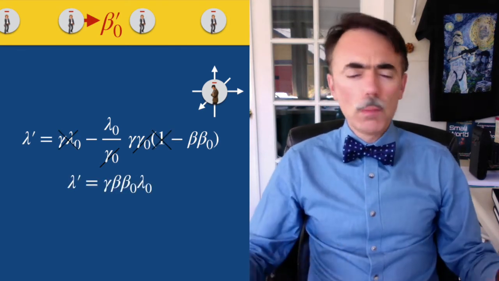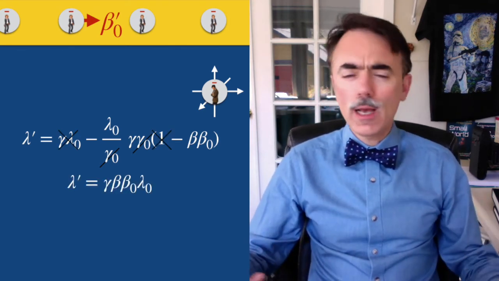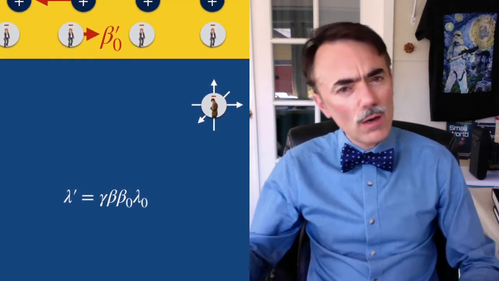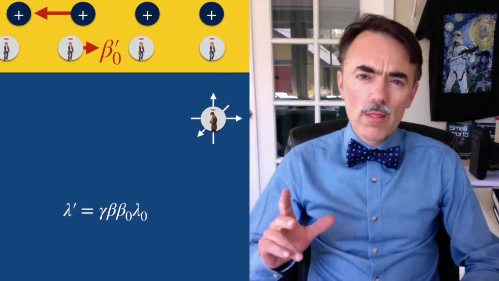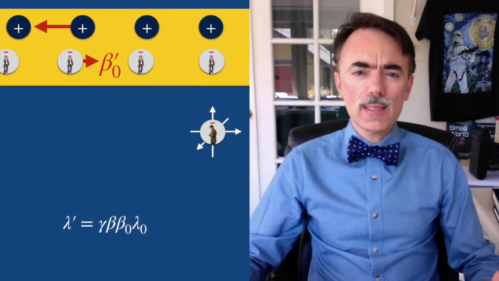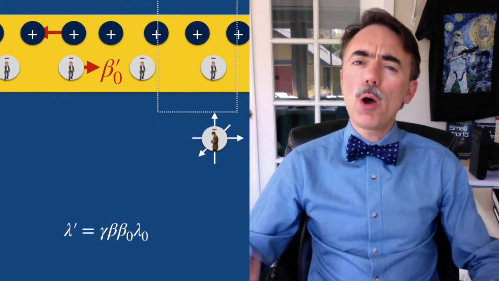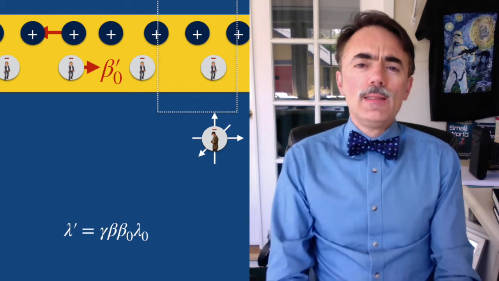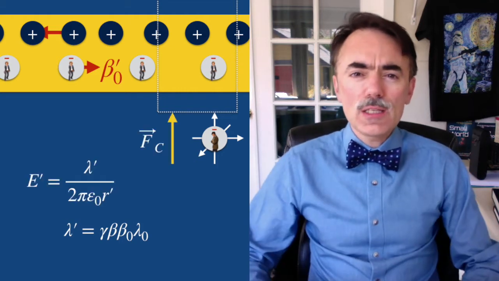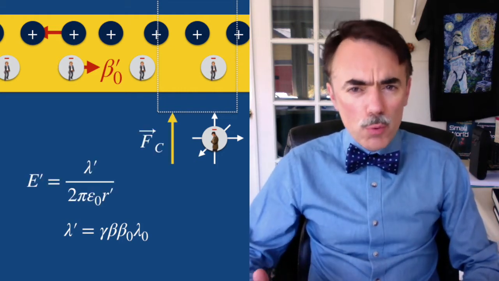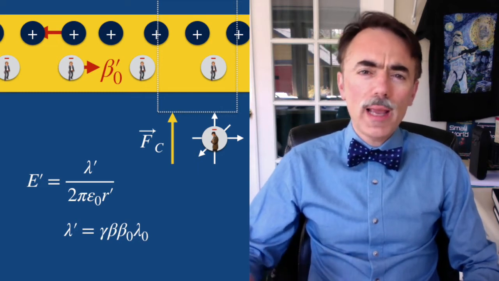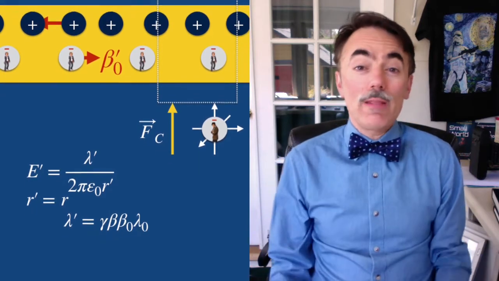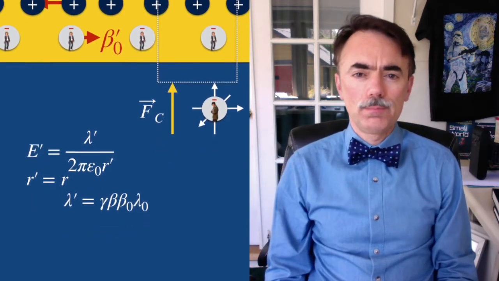So, after these wibbly wobbly timey mathy calculations, because the ions move faster than the drifting electrons in the wire as seen by our test electron, the wire is positively charged. So there will be a Coulomb force here. The electric field from the wire is E prime equals lambda prime over 2 pi epsilon naught r prime, where r prime is the same as r. There is no length contraction in the perpendicular axis.